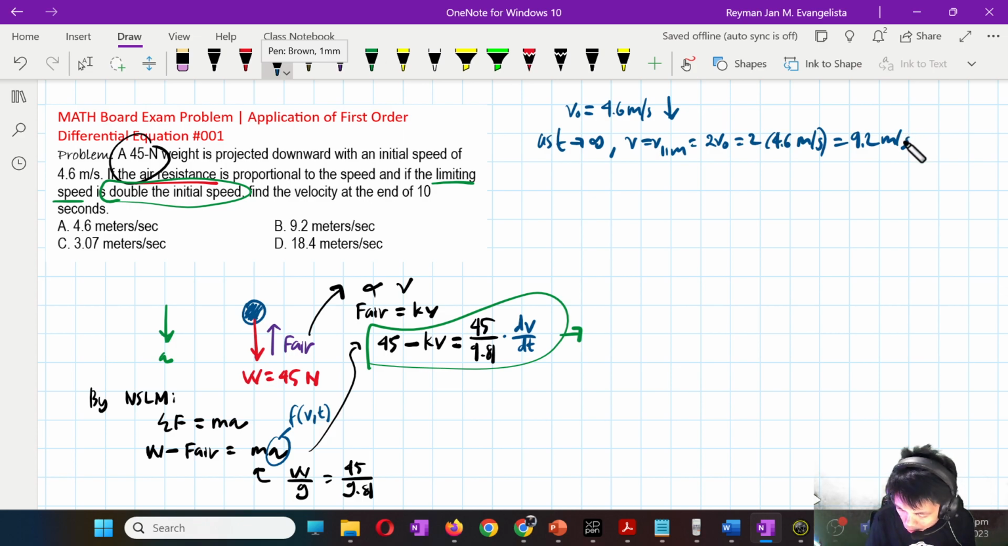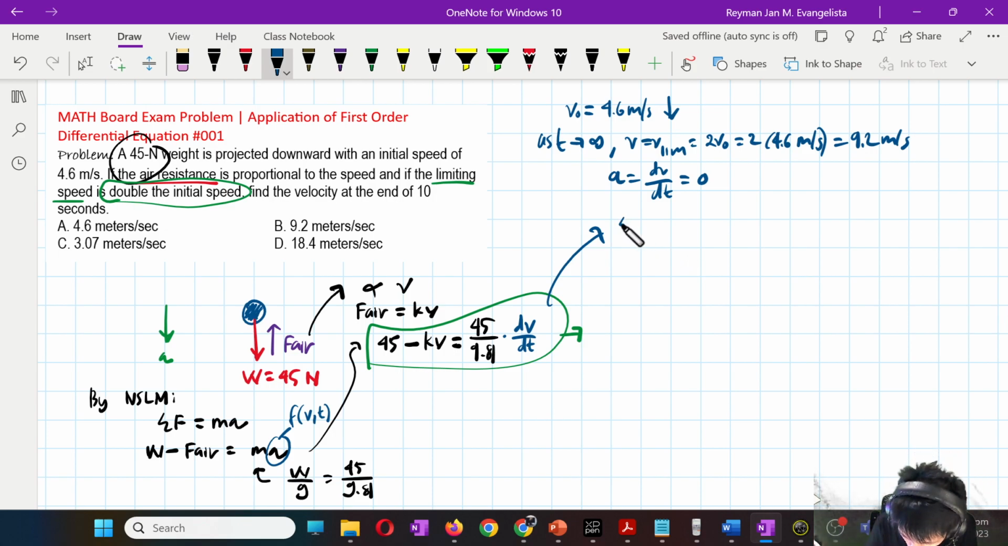When the object is traveling at its limiting speed, that means the object is moving at constant speed. By that we can say that the acceleration of the object is, at constant speed, 0. All right, so now we can solve the value of k by substituting the given values.